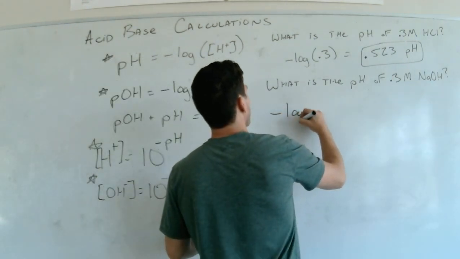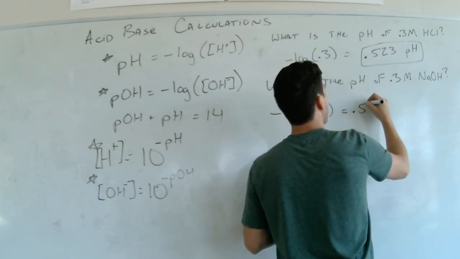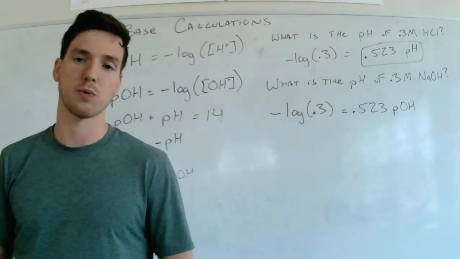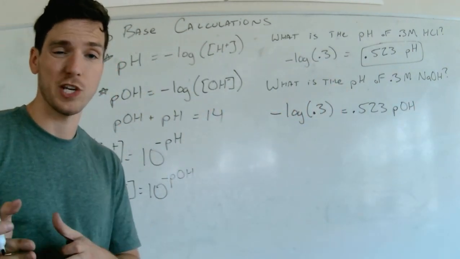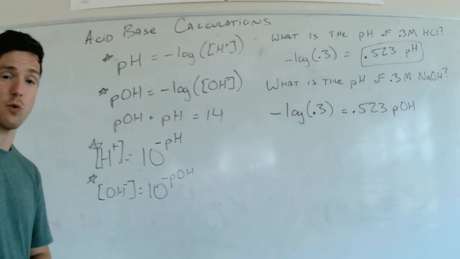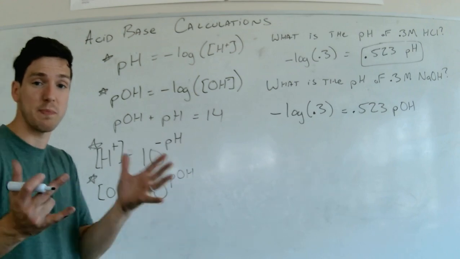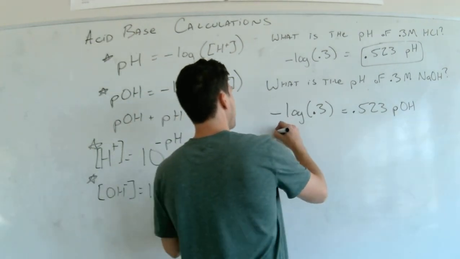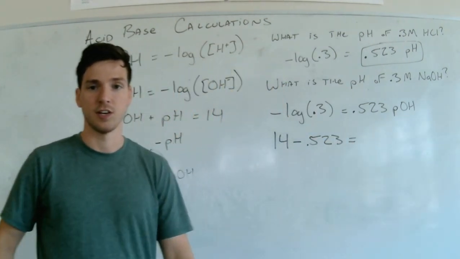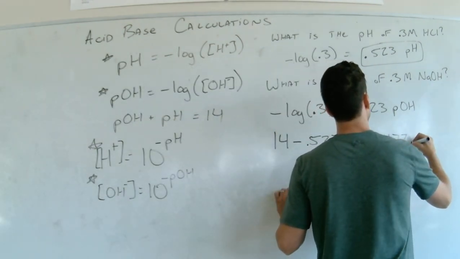Well, if we take the negative log of 0.3, we get the same answer as before, right? 0.523, but it's no longer a pH, it's a pOH, because remember, we're dealing with a base now. NaOH is a strong base. But I didn't ask you for pOH, I asked you for pH. Well, remember, pOH plus pH equals 14, and we could always bounce back and forth between those two, right? If we take 14 minus our pOH, it'll give us our pH, which I said before was 13.477.